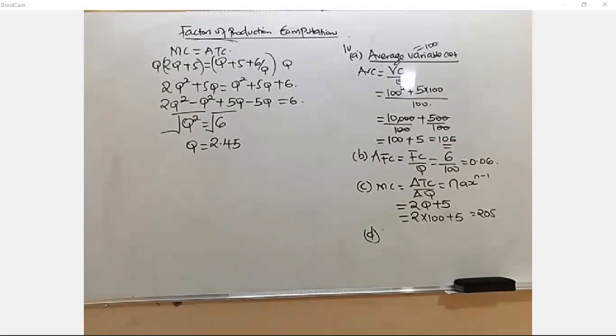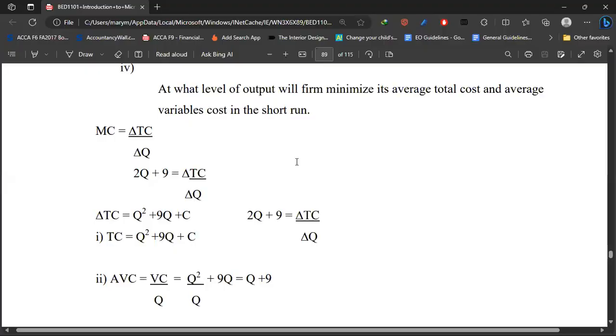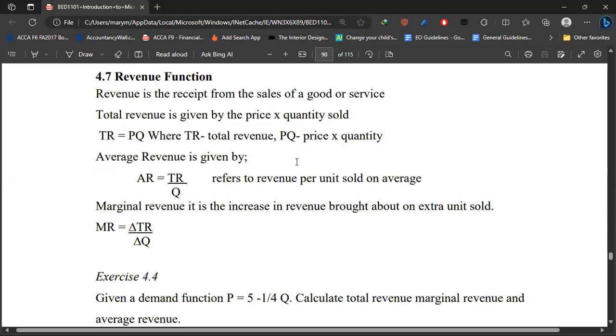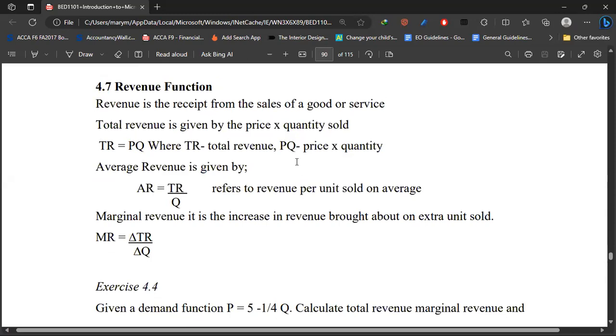Any question at that point? Any question? Now we can do the revenue functions.